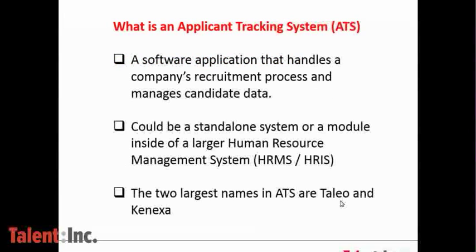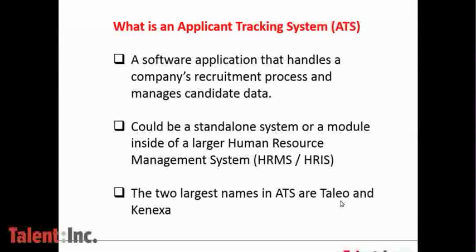So, what is an applicant tracking system? It's an application that handles a company's recruitment process and manages their candidate data. Okay, so what does that mean? One aspect of applicant tracking systems is the piece that actually selects resumes for further review. But typically, they're part of much larger systems. If you have an HR background, they're part of your HRMS or your HRIS, or they can be a standalone system that does one or two things only.